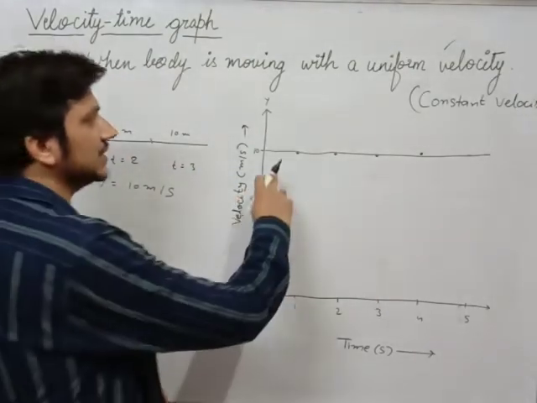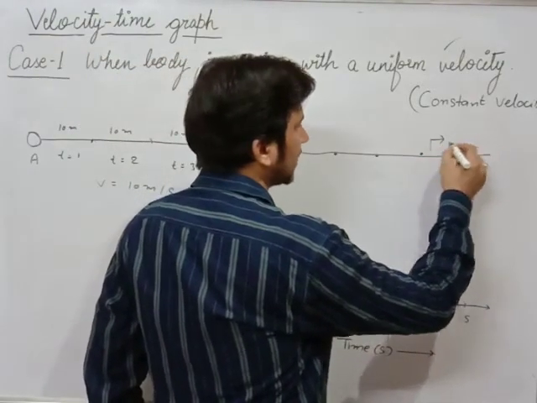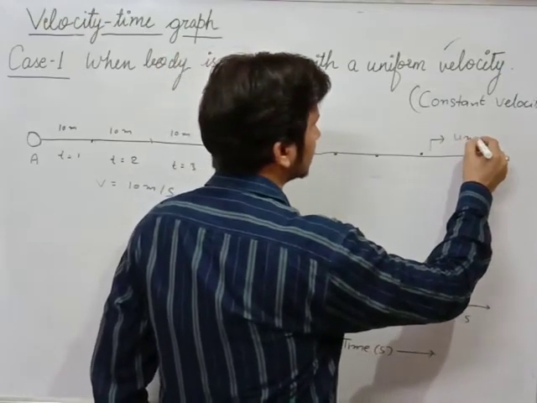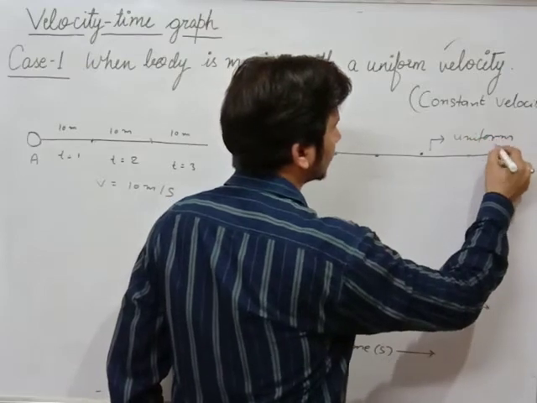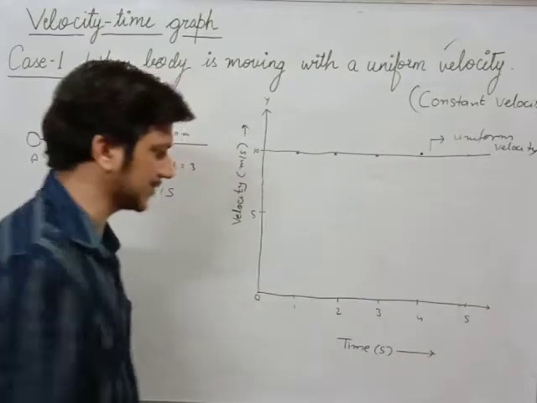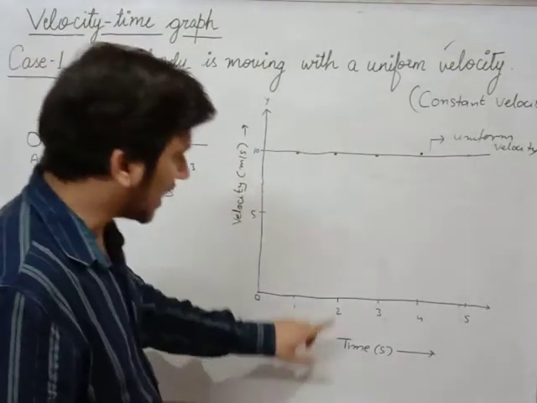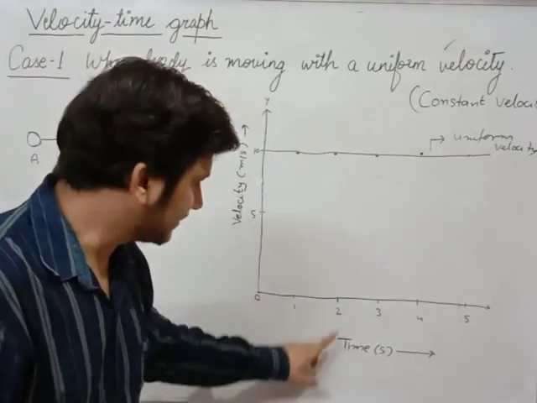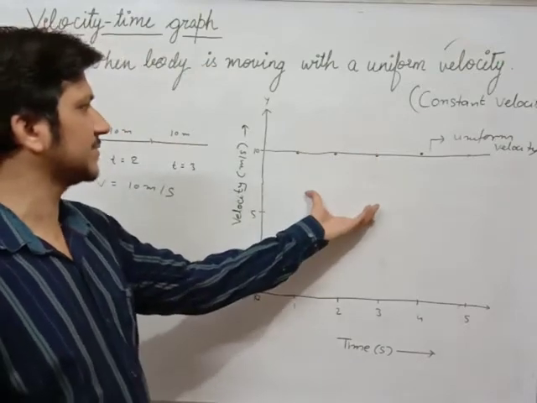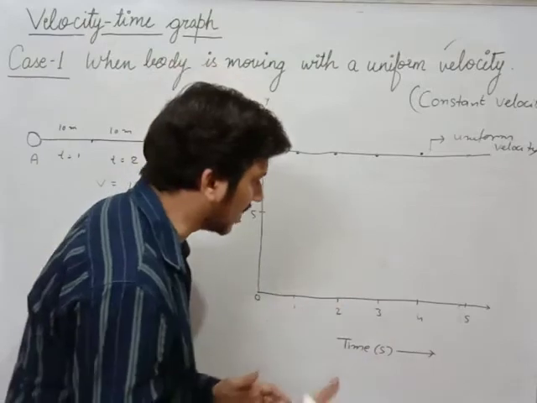Now this line is a straight line. It means that this line shows the velocity, and the velocity is uniform because it is a straight line. Uniform velocity, or a constant velocity. Now from this velocity-time graph and the time axis, we get the displacement of the object in any interval of time.